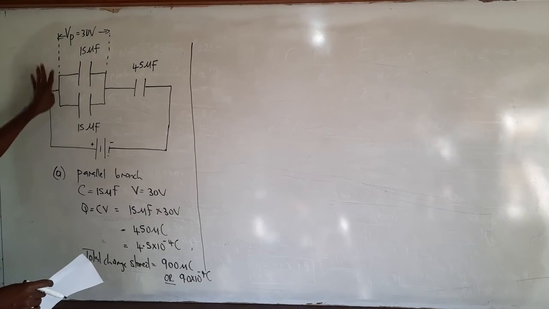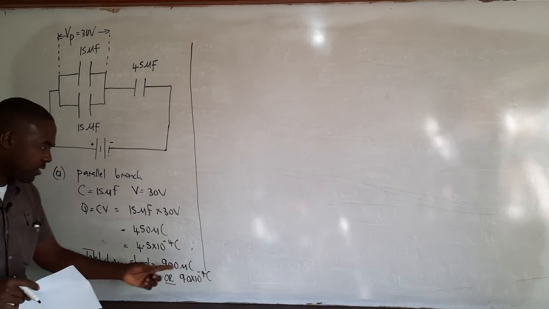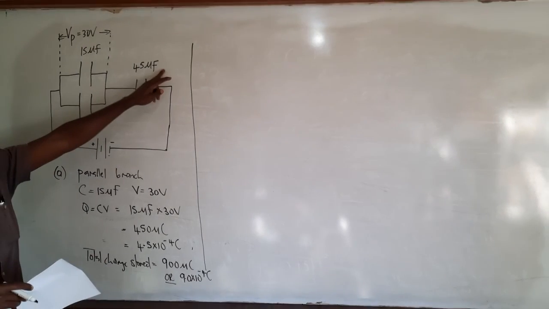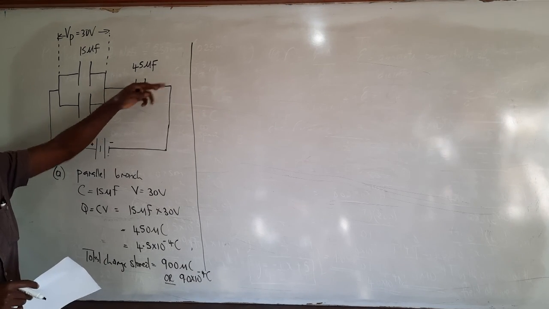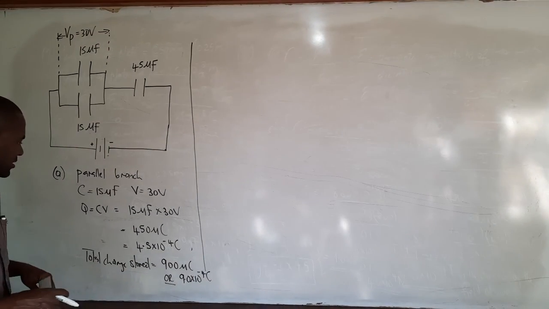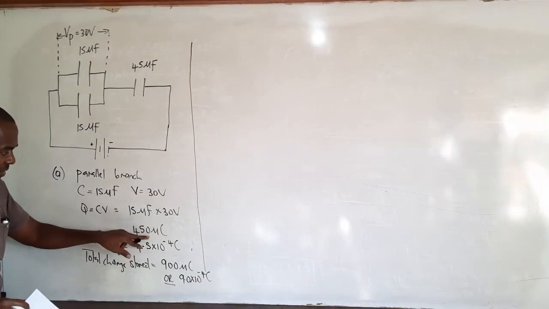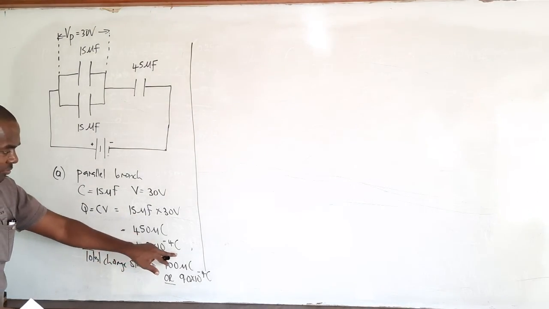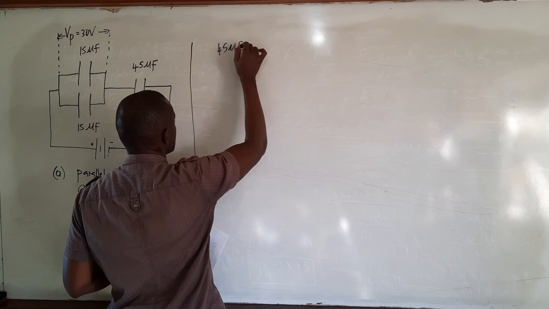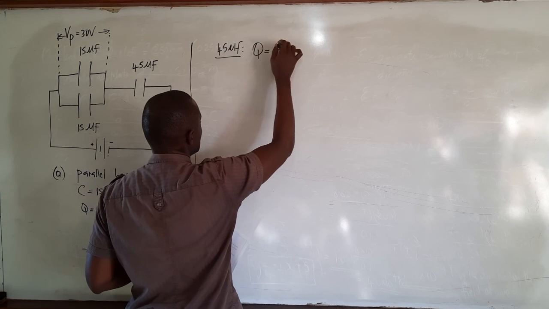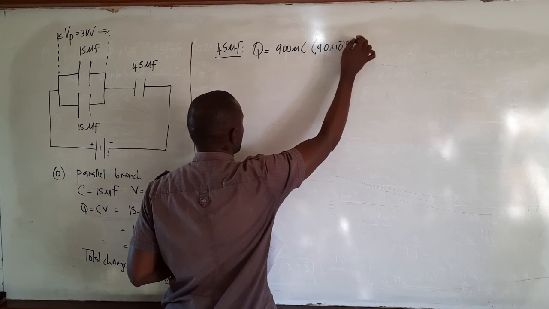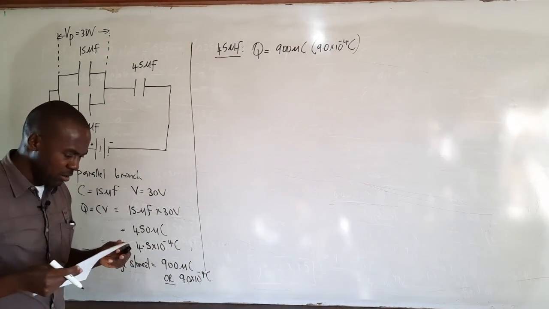This 30 microfarad capacitor will store 900 microcoulombs, or 9 times 10 to the minus 4 coulombs of charge. And therefore, because the 45 microfarad capacitor is connected in series with it, it must store the same amount of charge. So each of the 15 microfarad capacitors will store 450 microcoulombs, or 4.5 times 10 to the minus 4 coulombs, and the 45 microfarad capacitor will store a charge of 900 microcoulombs, or 9.0 times 10 to the minus 4 coulombs. So that is part A of the question.